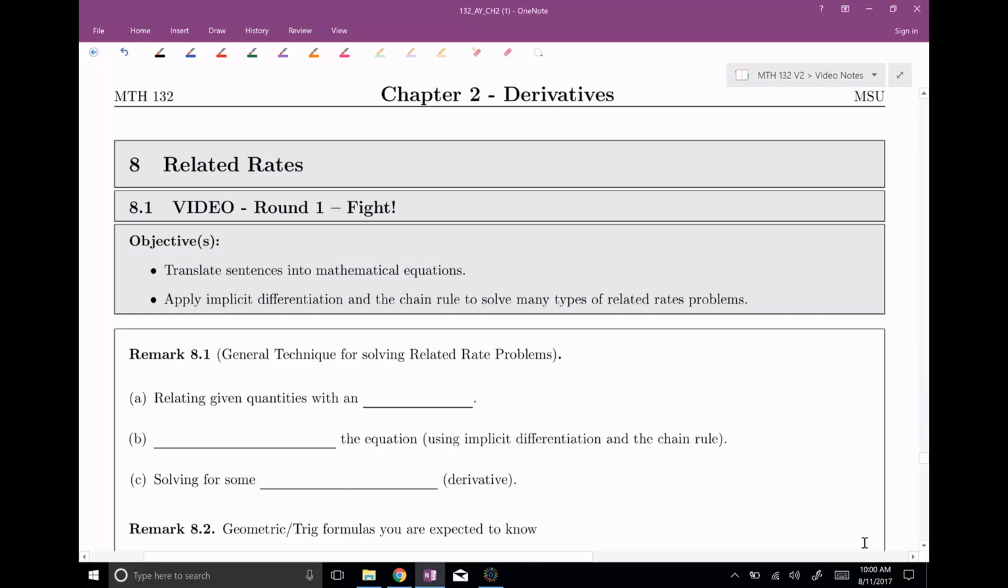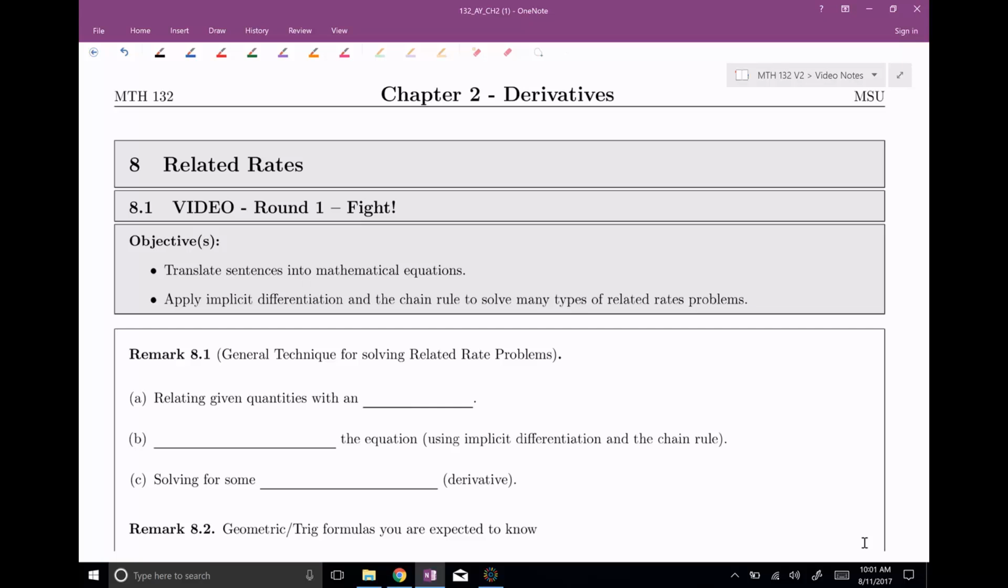Welcome everyone to section number 8. This is related rates. As you can see, I've titled this video Round 1, Fight. And likewise in the second video, it's Round 2. The claim is this is a difficult topic. This is going to be basically your applications of implicit differentiation into real world problems.